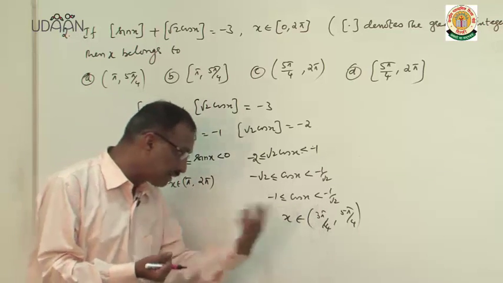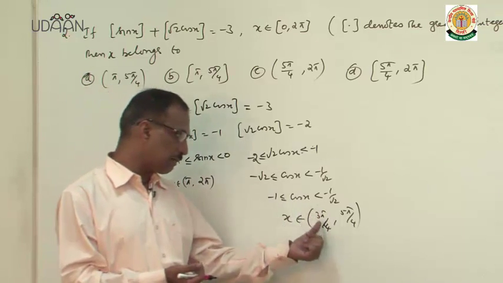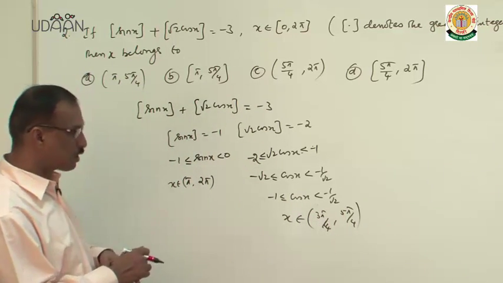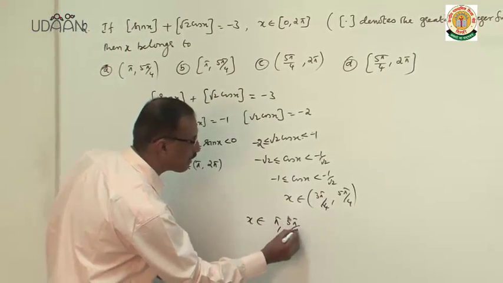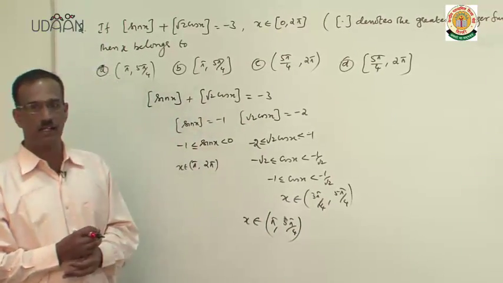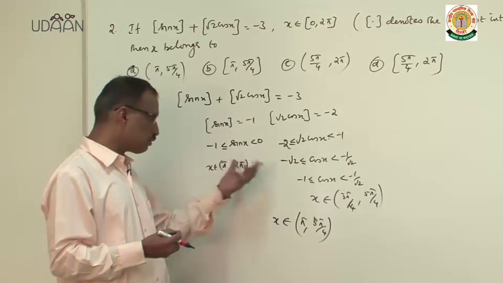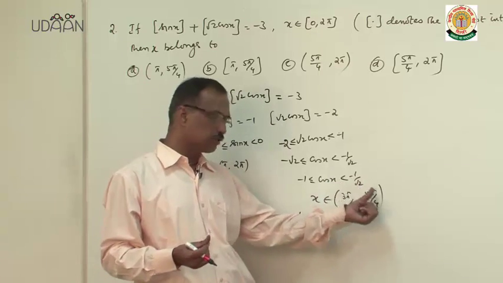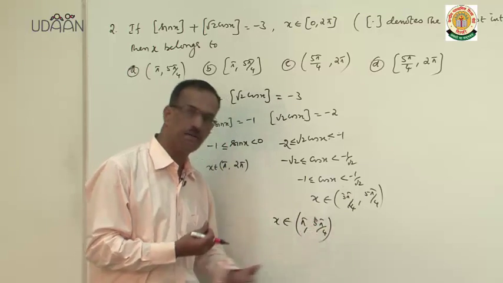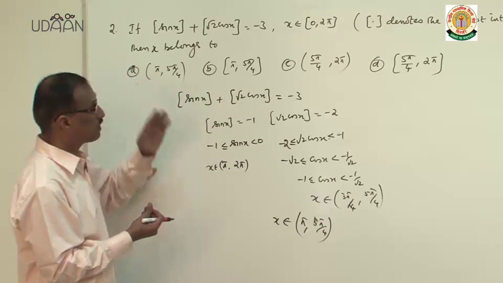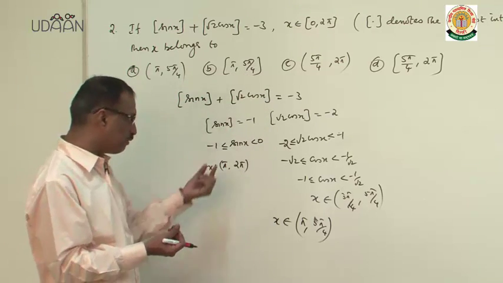So, what common values can you get? That is, it is from pi to 2 pi and 3 pi by 4 to 5 pi by 4. So, the solution you will get is x belongs to pi to 5 pi by 4 as the common value, because 3 pi by 4 is beyond it, but here it is from pi. So, for pi to 2 pi and 3 pi by 4 to 5 pi by 4, the common solution is x belongs to pi to 5 pi by 4. Now you can look into the options. So, option pi to 5 pi by 4, here it is the open interval.